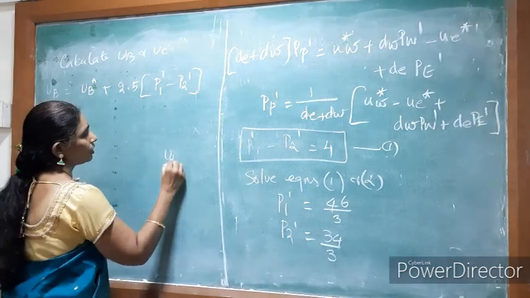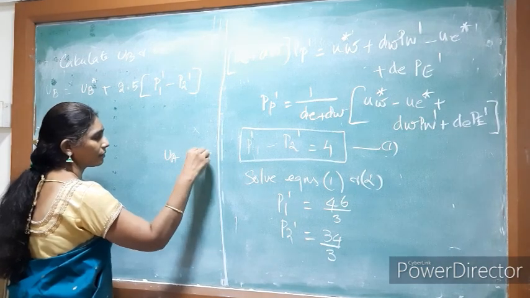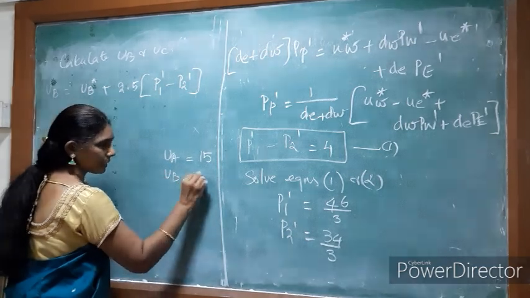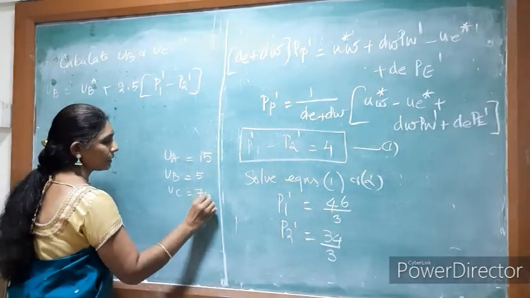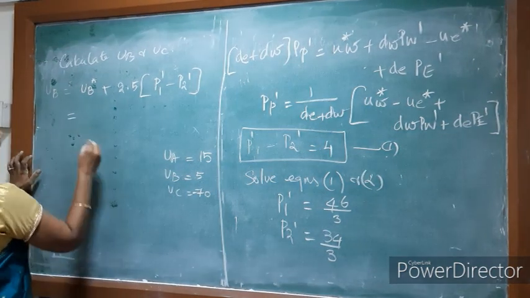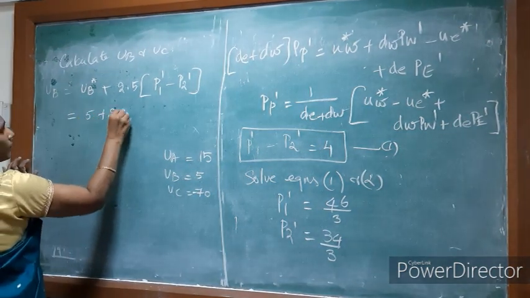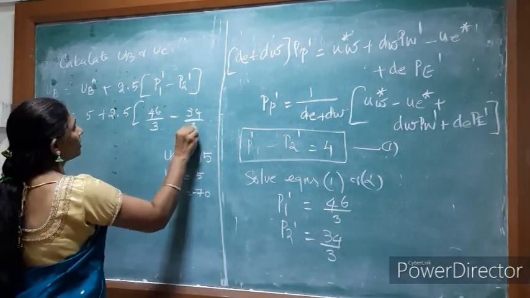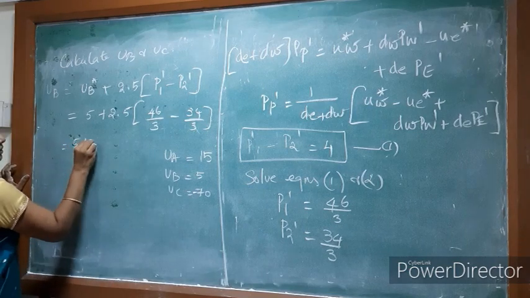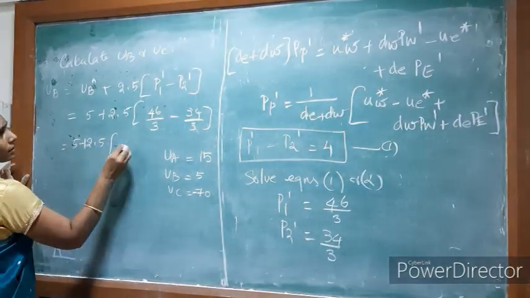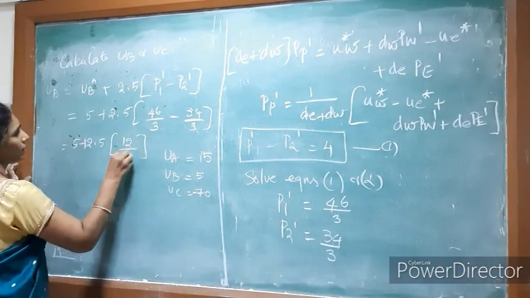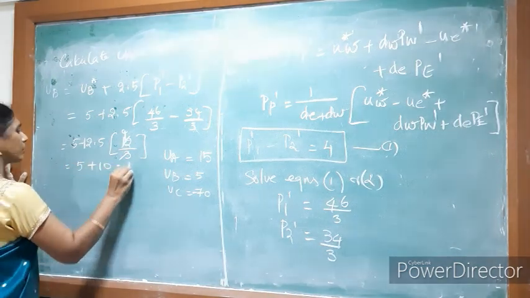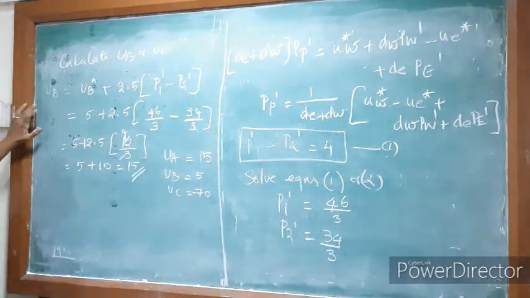Again I write here, UA was given as 15 in the question, 15 or 10. Okay, then UB was calculated as 5 and UC was calculated as minus 70, right? So I am writing this 5 plus 2.5 into, what is our P1 dash? 46 by 3 minus 34 by 3, right? So you solve this, just check for the answer. So it is 5 plus 10 and that's going to be 15, right? This is our new UB value.